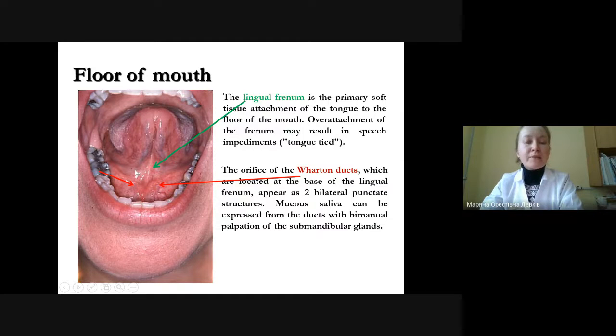When it comes to any examination, it is necessary to remember normal structures, and here I put this photo with normal structures in the floor of the mouth. You can find here the lingual frenum. It is the primary soft tissue attachment of the tongue to the floor of the mouth. Over-attachment of the frenum may result in speech impediments, so-called tongue-tied. The orifices of the Wharton ducts, which are located at the base of the lingual frenum, appear as two bilateral punctate structures. Mucous saliva can be expressed from the ducts with bimanual palpation of the submandibular glands.